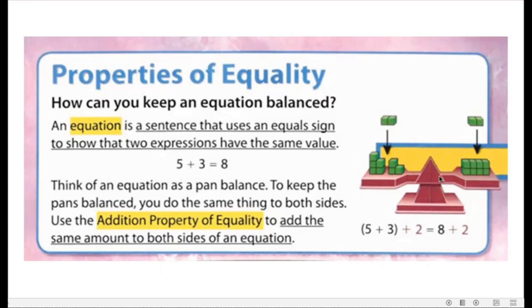So, kagaya ng nakita natin dito sa ating picture, meron tayong balance pan at yung ating given equation is 5 plus 3 is equal to 8. Then pag nag-add tayo ng same amount dun sa left and right scale ng ating pan, so 5 plus 3 quantity plus 2 is equal to 8 plus 2, then it is also balanced. And that is what we call the addition property of equality. Kasi ang magiging equal nun, left and right ay magiging 10 equals to 10.